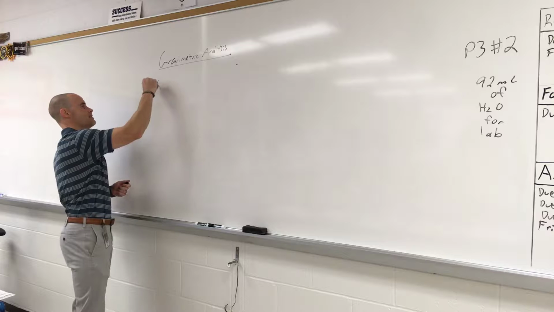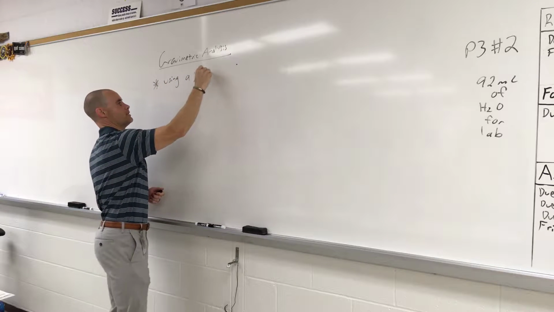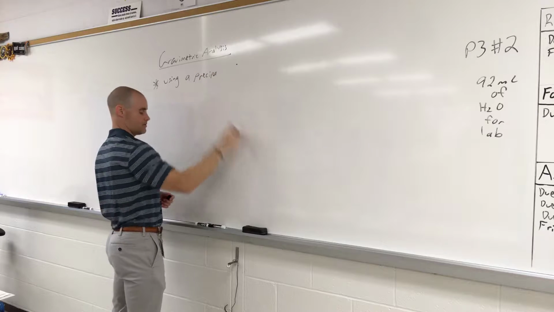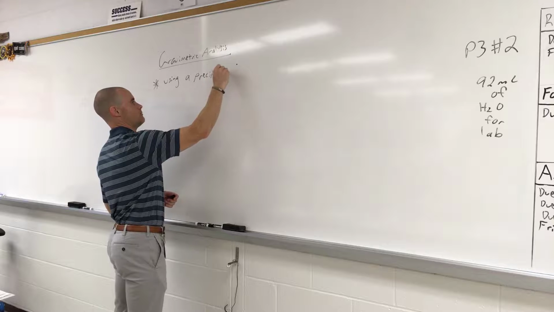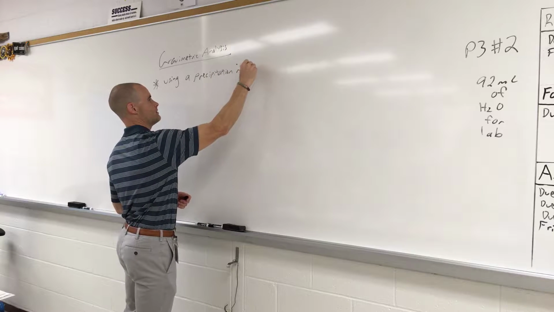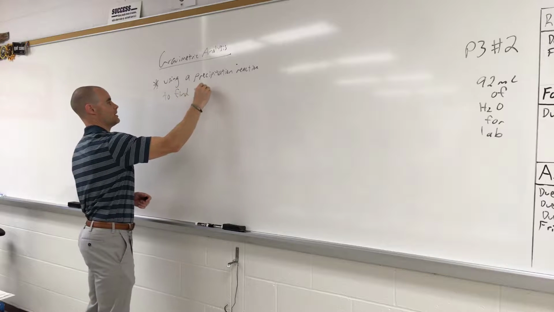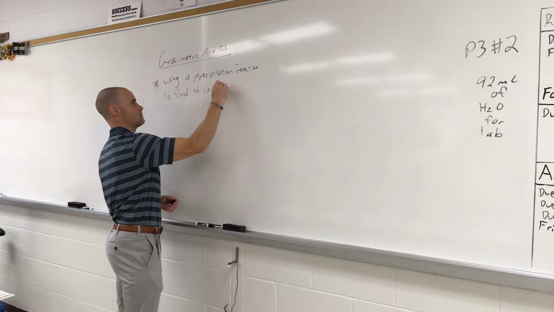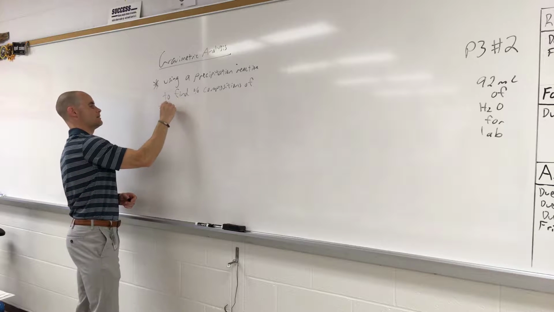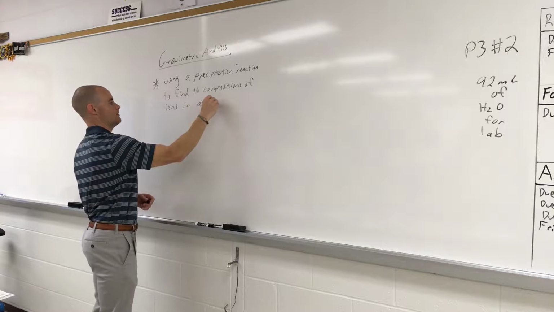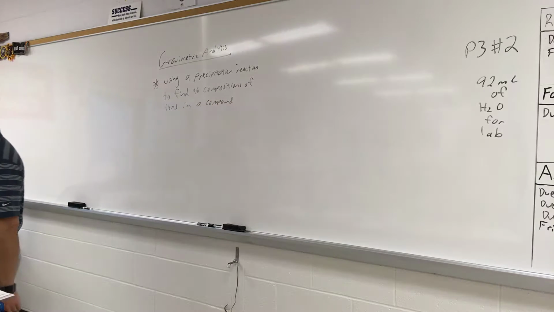So basically, what is this? Using a precipitation reaction to find percent compositions of ions in a compound. So kind of like working backwards.